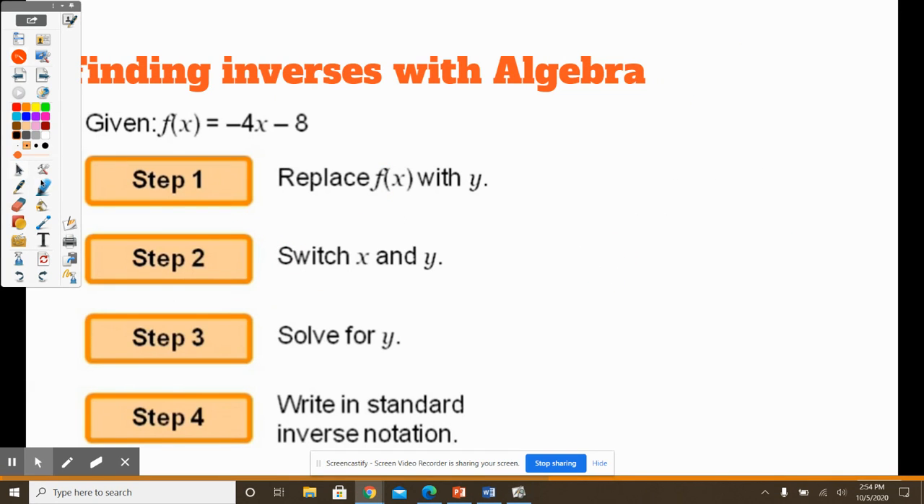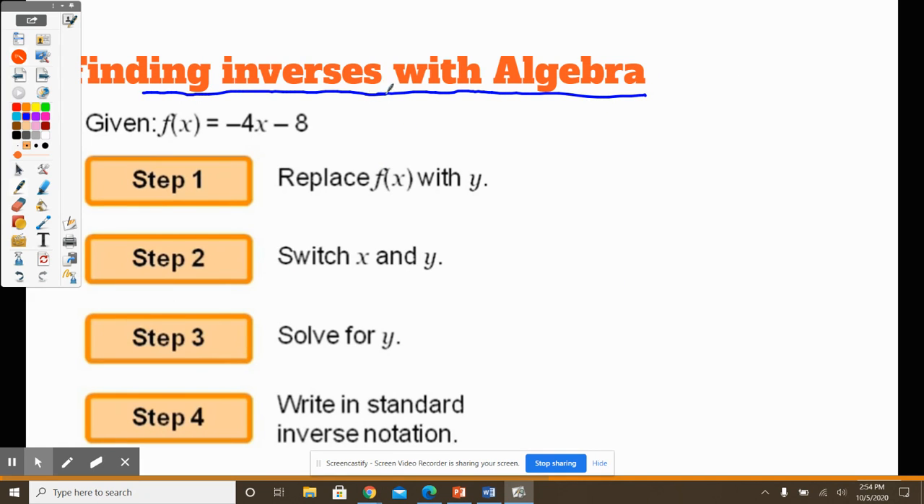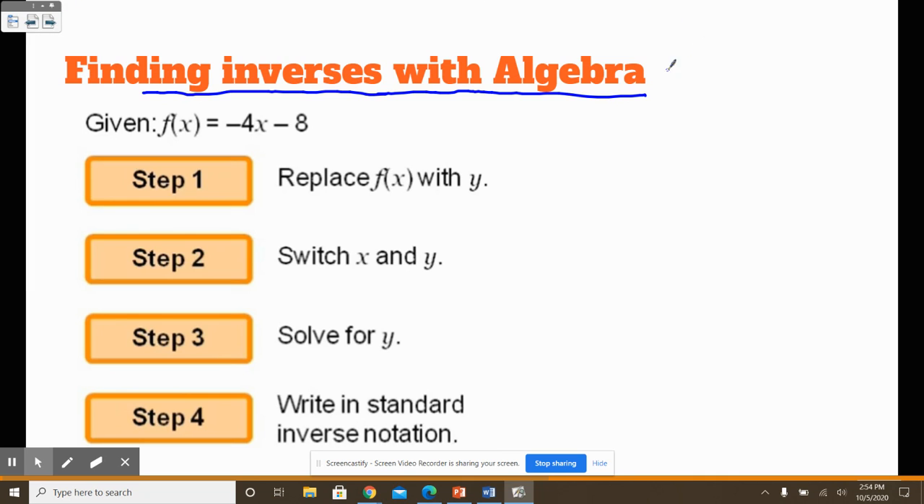Now, how do we find the inverse with algebra? Here's what you need to know. To find the inverse with algebra, if you don't want to graph it, here's what you do. You switch the x and y, and you solve for y. Okay? Switch x and y and solve for y.